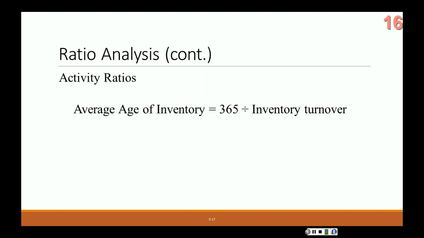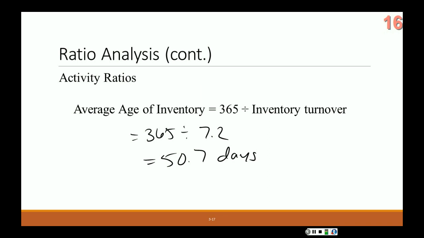We can also calculate the average age of the inventory, which is 365 divided by inventory turnover. Applying this to Bartlett Company, we see 365 divided by 7.2, and we get 50.7 days. So the average piece of inventory for Bartlett Company is sitting on the shelf for 50.7 days.